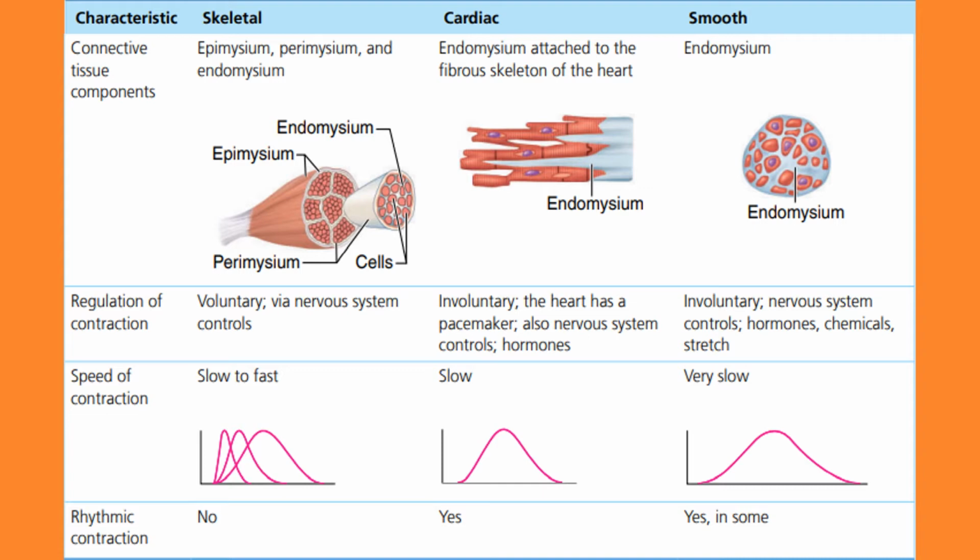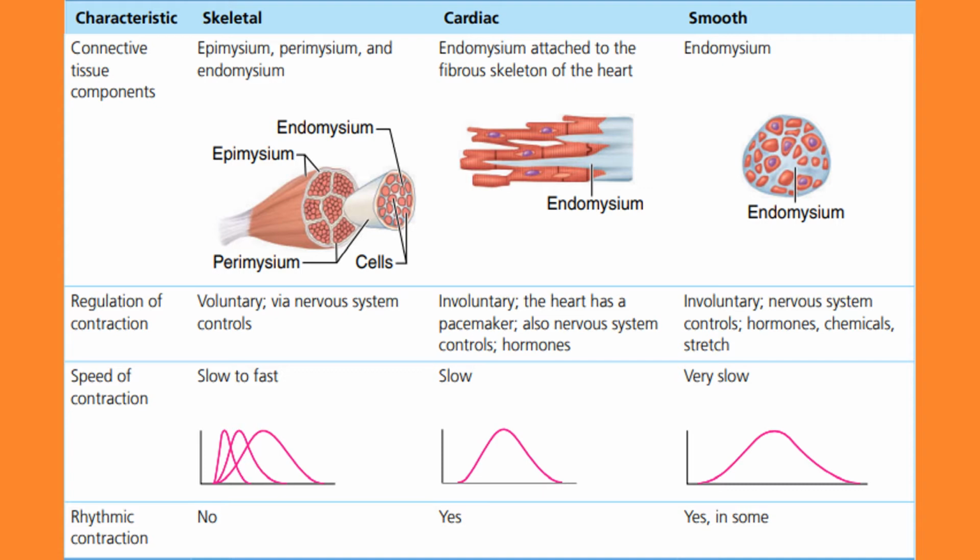Regulation of contraction of each muscle type. Skeletal muscles are voluntary, via nervous system controls. Cardiac muscles are involuntary. The heart has a pacemaker, and also nervous system and hormone control. Smooth muscles are involuntary. They are also controlled by the nervous system, hormones, and chemical and stretch.